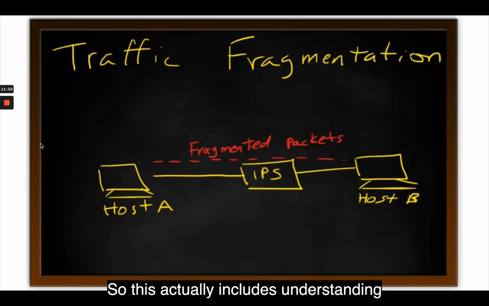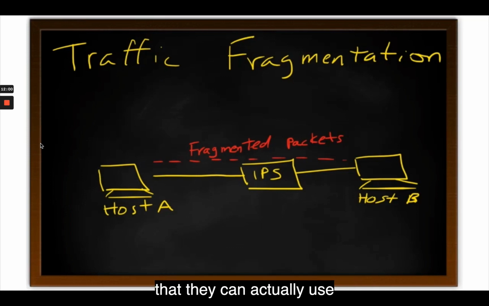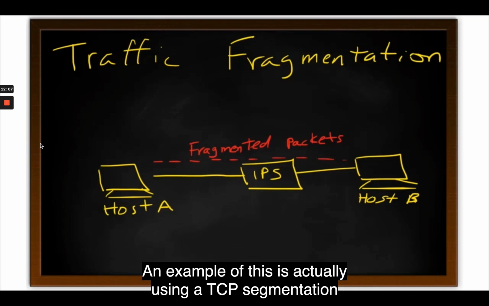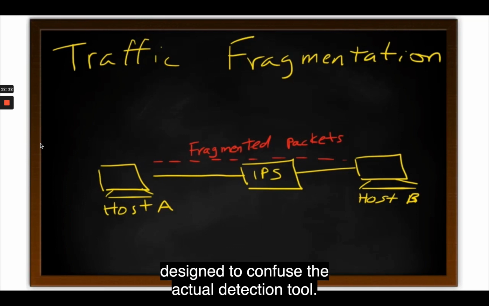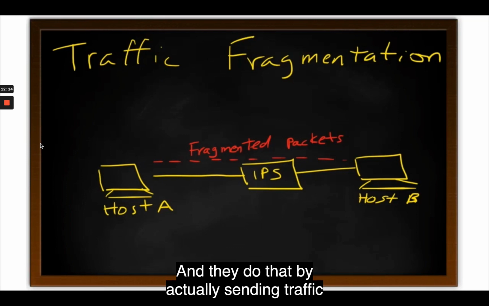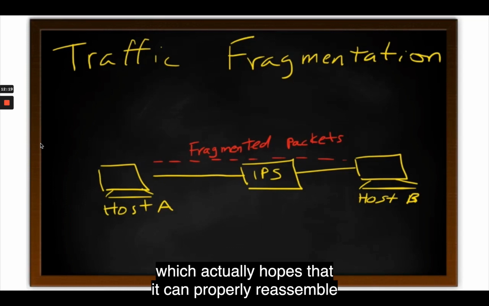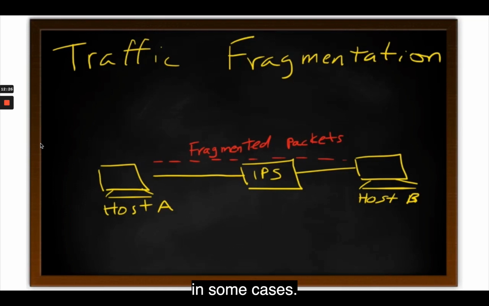So this includes understanding the proper order of these packets, right? Unfortunately, attackers have various techniques that they can use to confuse IPS solutions during the reassembly process. An example of this is using a TCP segmentation and reordering attack designed to confuse the detection tool, and they do that by sending traffic in an uninspected method, hoping that it cannot properly reassemble the traffic and identify it as malicious in some cases.